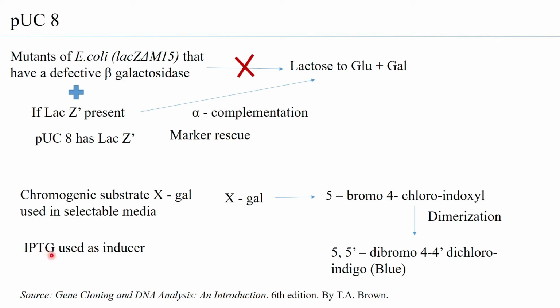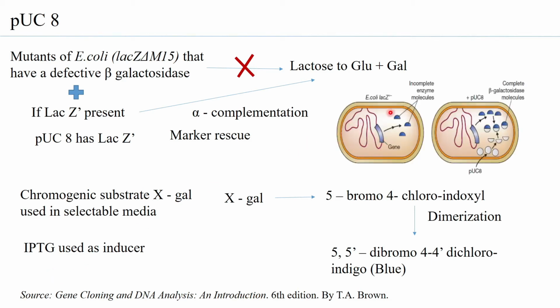Now, interestingly, the lacZ prime is induced to be expressed by IPTG. IPTG is isopropyl thiogalactoside, a galactoside. So IPTG is able to regulate the promoter of the lacZ prime to induce the synthesis of the lacZ prime, that is the alpha peptide of the beta galactosidase. So what we understand here is that only when you wish to express lacZ prime, you can express it by adding IPTG. So IPTG is the inducer.